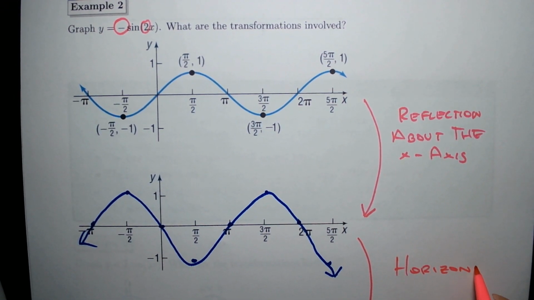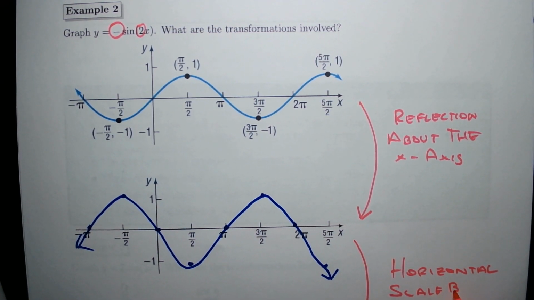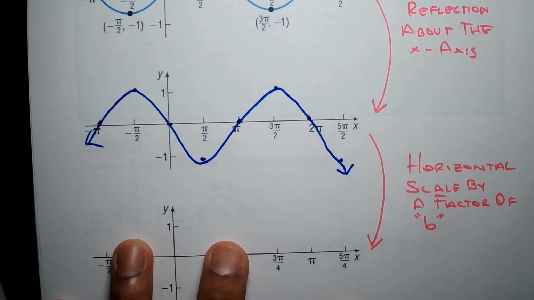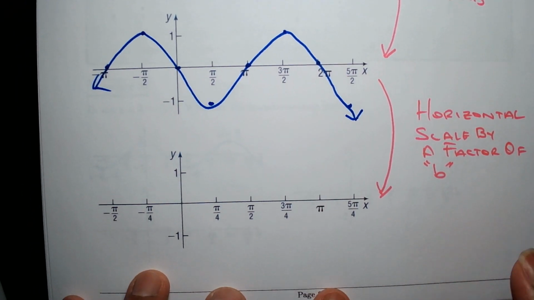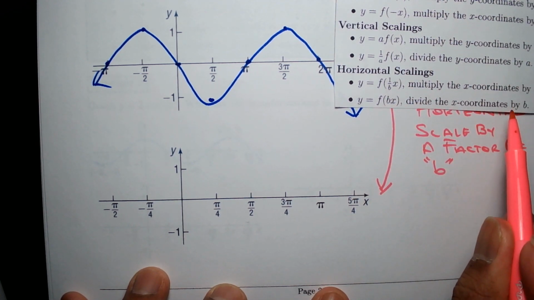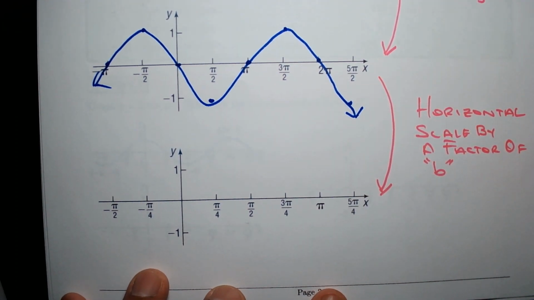Horizontal scale, and in this case by a factor of b. So in this case, what we do is divide all x coordinates by b. That's how the graph is being affected.